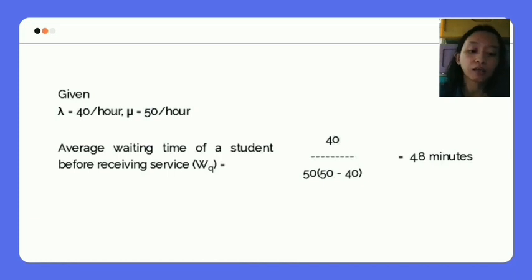Given that the lambda is 40 per hour and mu is 50 per hour, the formula for the average waiting time is WQ equals lambda over mu times the total of mu minus lambda. Our lambda is 40 and our mu is 50. 40 over 50 times 50 minus 40 is equal to 4.8 minutes. So, the average waiting time of a student before receiving service is 4.8 minutes.